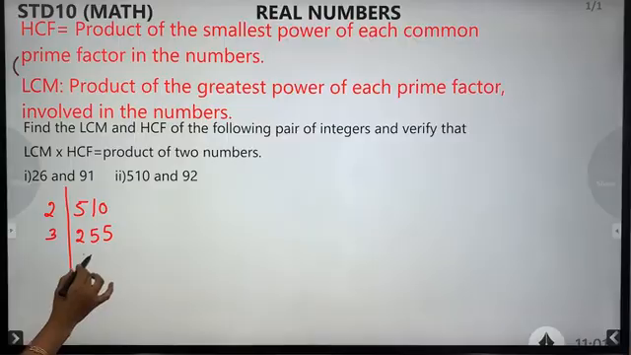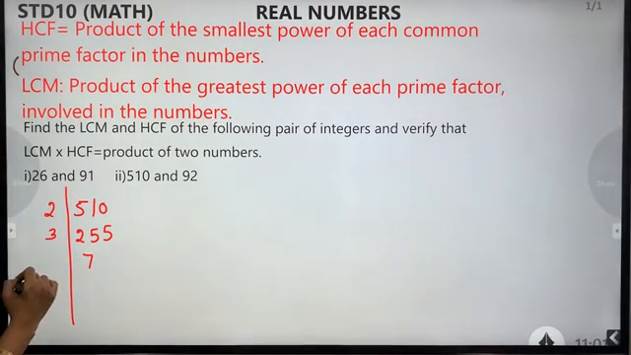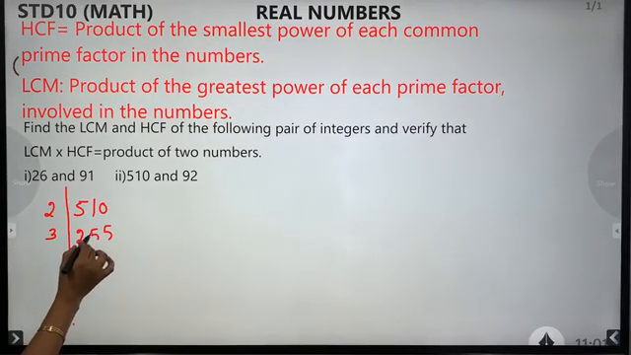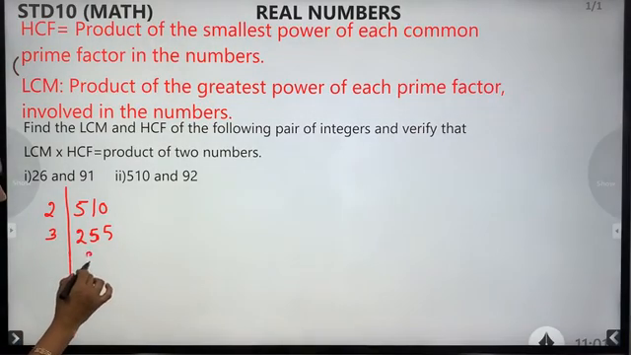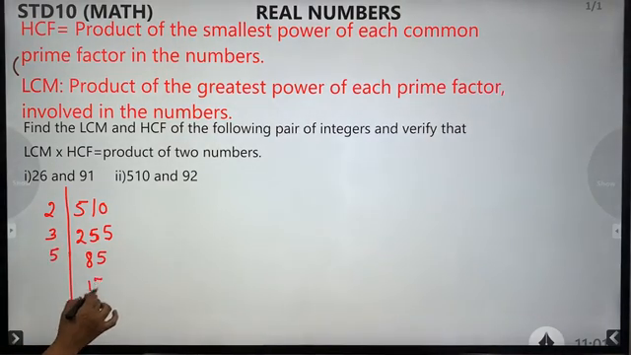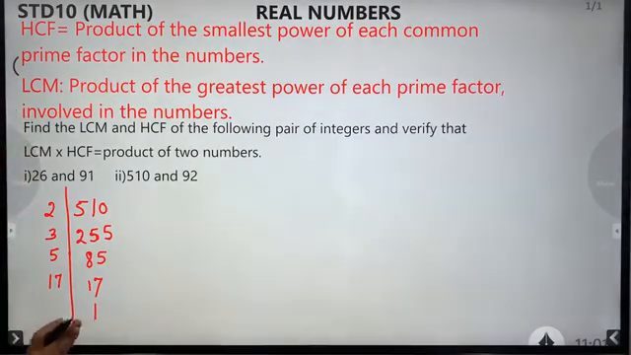So, let us see, 3 7s are 21 and 3 7s are 21, no. So, this will go by 3. So, 3 8s are 24 and 3 5s are 15. Now, this will go by 5. So, I try with 5, 5 1s are 5 and 5 7s are 35 and 17 1s are 17. Finishes my prime factorization. All my numbers are prime numbers.